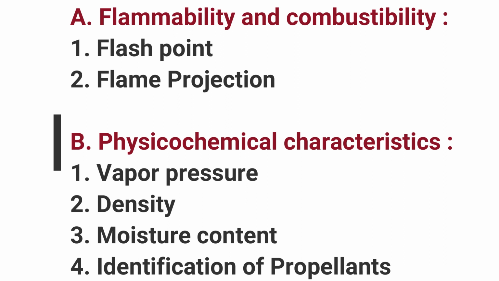Again, I repeat: here we are using the tag open cup apparatus. The product is chilled to minus 25 degrees Fahrenheit, and the test liquid temperature is allowed to increase slowly, and the temperature at which vapors ignite is called the flash point. Next, flame projection. Here the product is sprayed for 4 seconds into a flame, and the flame extends. The extended length is measured with a ruler.